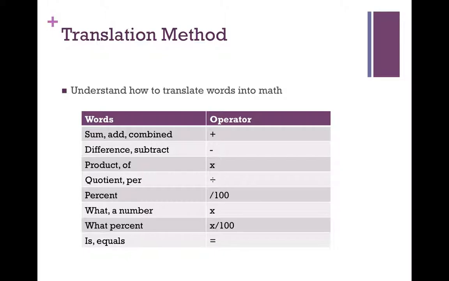Percent means divide by 100. What, or a number, or some number, or a variable, or kind of anything that sounds like that, just means represent it with a variable. So that x in that case is the variable x. It is not the operator x. You can also use n, p, q, whatever works for you. What percent is actually just a combination of the two before. What means the variable x and percent means divide by 100. And then, of course, is or equals means the equal sign. So most of you, again, probably know this. I just want to make sure everyone's on the same page.